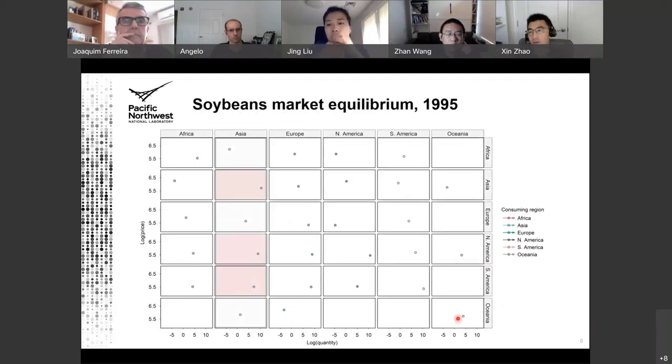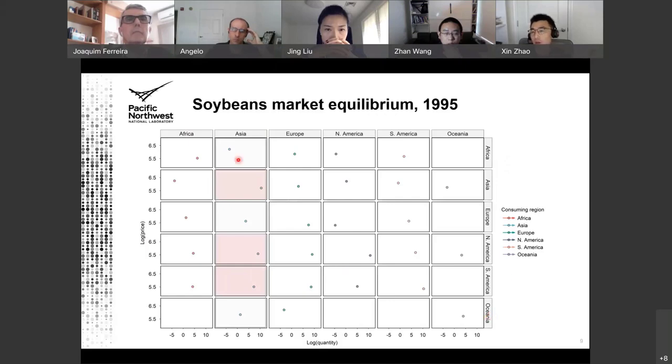To give you an idea of what this model is doing, this figure shows you the market equilibrium for soybeans, mainly for trade, in 1995. The x-axis here is quantity, and the y-axis is price. And the columns here are the consuming or importing regions, and each row is a supplying region.